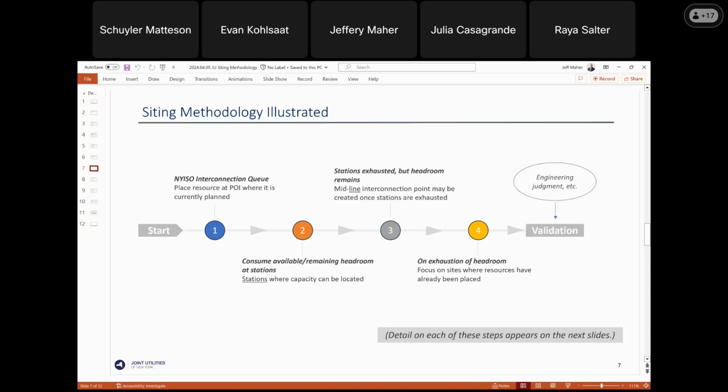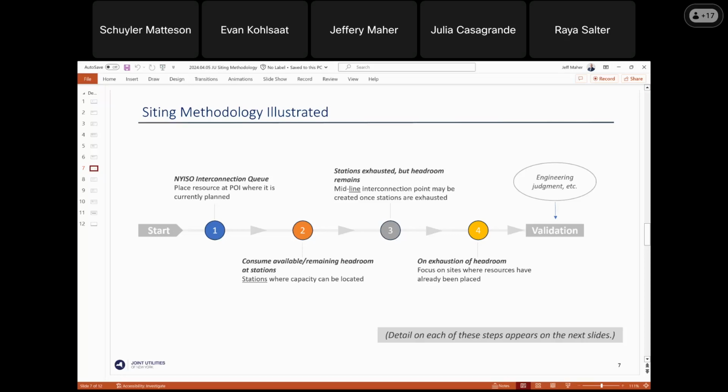Step 4 is moving into areas if we still have resources to site, but we've exhausted steps 1 through 3, again focusing on areas where there seems to be a lot of developer interest. It's more of a judgment call. We can get into some of the details. I think Skylar is going to stop me, but maybe next time we can get into some of the details in each of these steps.